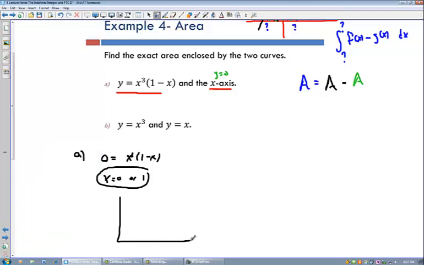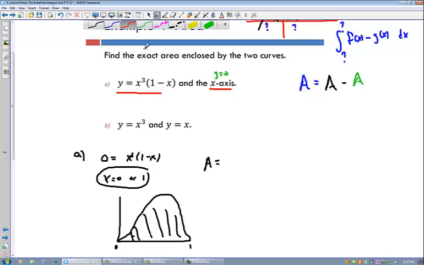So I have right here, I'm going between 0 and 1. And it looks like this. And I'm trying to find this area. And so A is equal to, and I always like to draw a little rectangle inside here to help me out. So I'm just trying to find the area of that one little rectangle, and then the integral will add it all up. And so this is equal to the integral between 0 and 1.